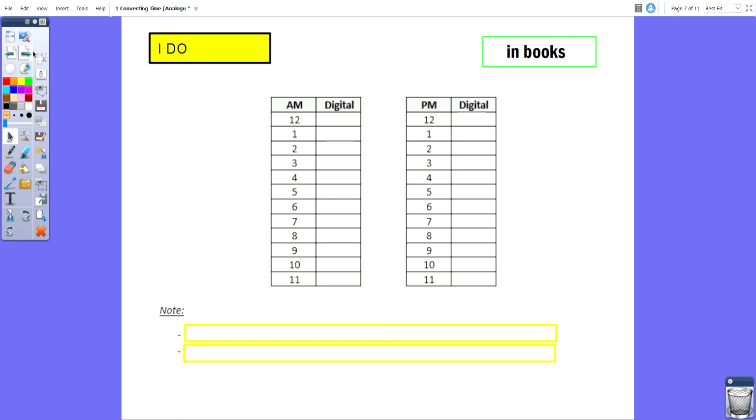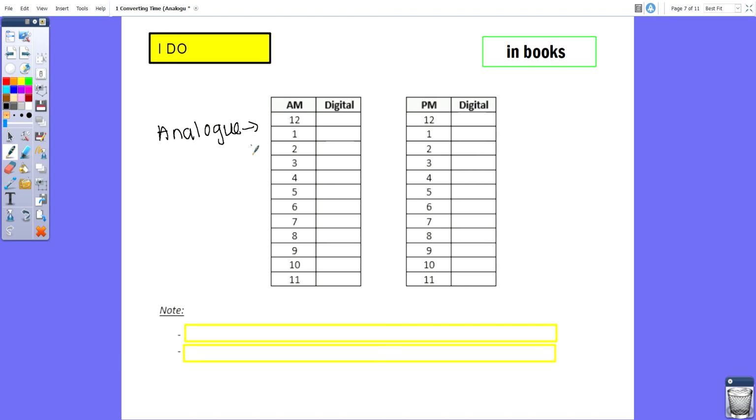Right, so we've had a look at how we can read time from a clock, but now we're going to look at the two different types of time. So we've looked at so far what is called analog time. So that's where we have numbers going up from 1 to 12. So this is analog time on the left hand side, and it's spelled like this.